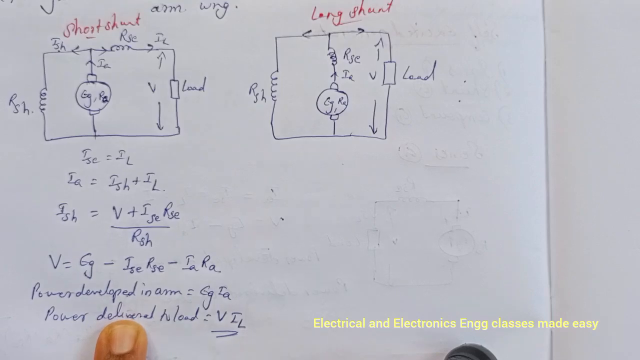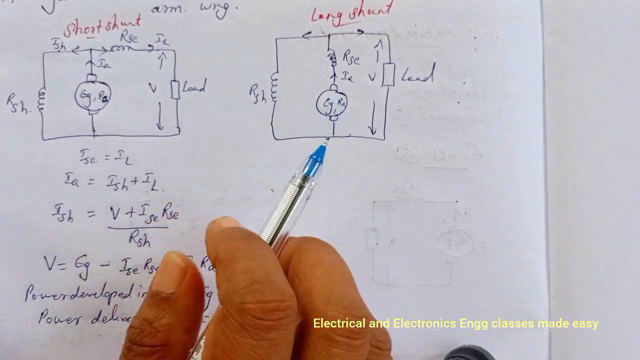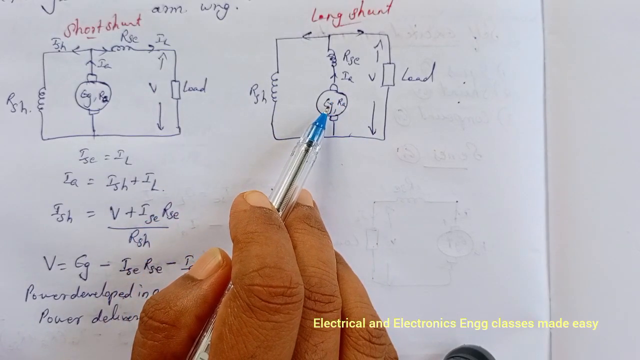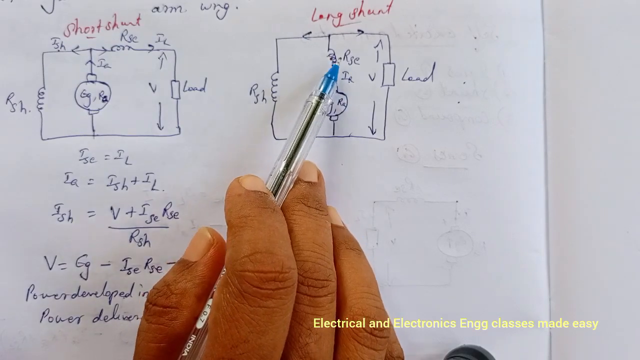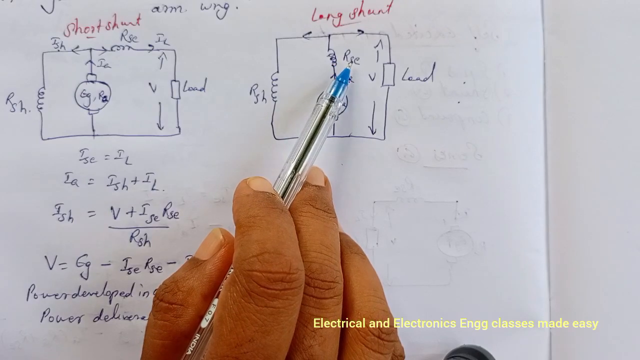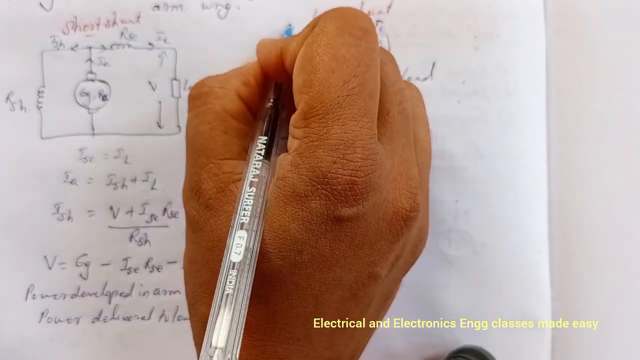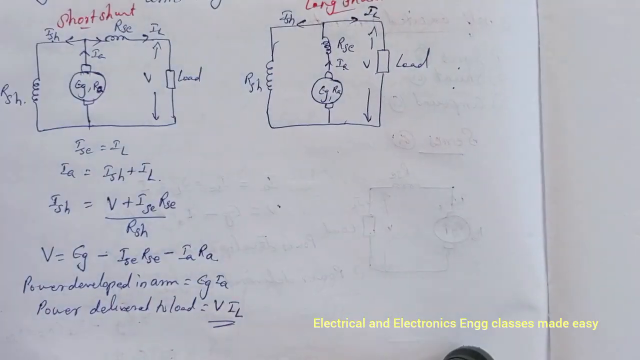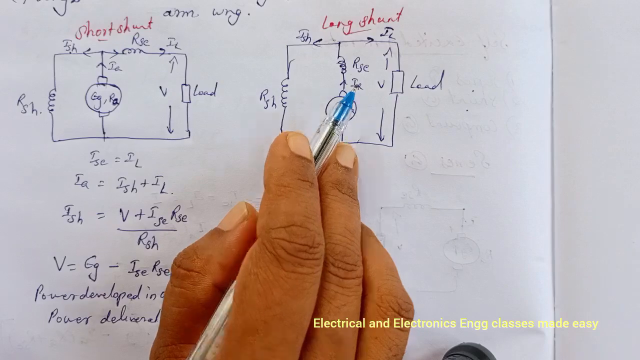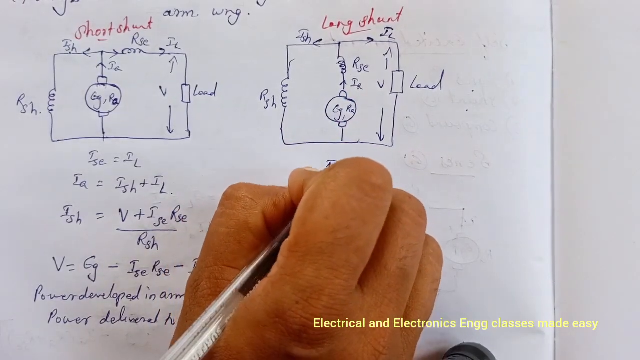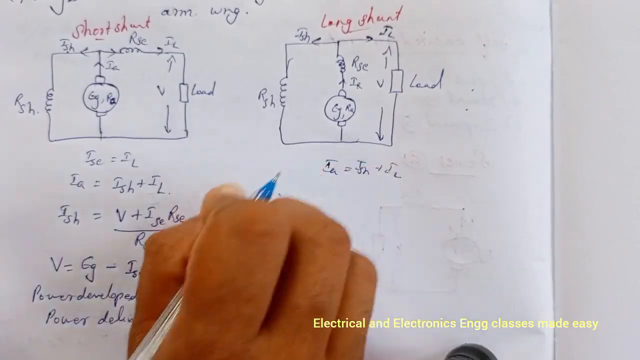So this is the case of short shunt compound generator, and in the case of long shunt, this is EG, the generated EMF, RA is the armature resistance, IA is the armature current, and which is equal to the series field current ISC. Then this is the load current IL, and this is the shunt field current ISH. So here IA is equal to ISH plus IL.